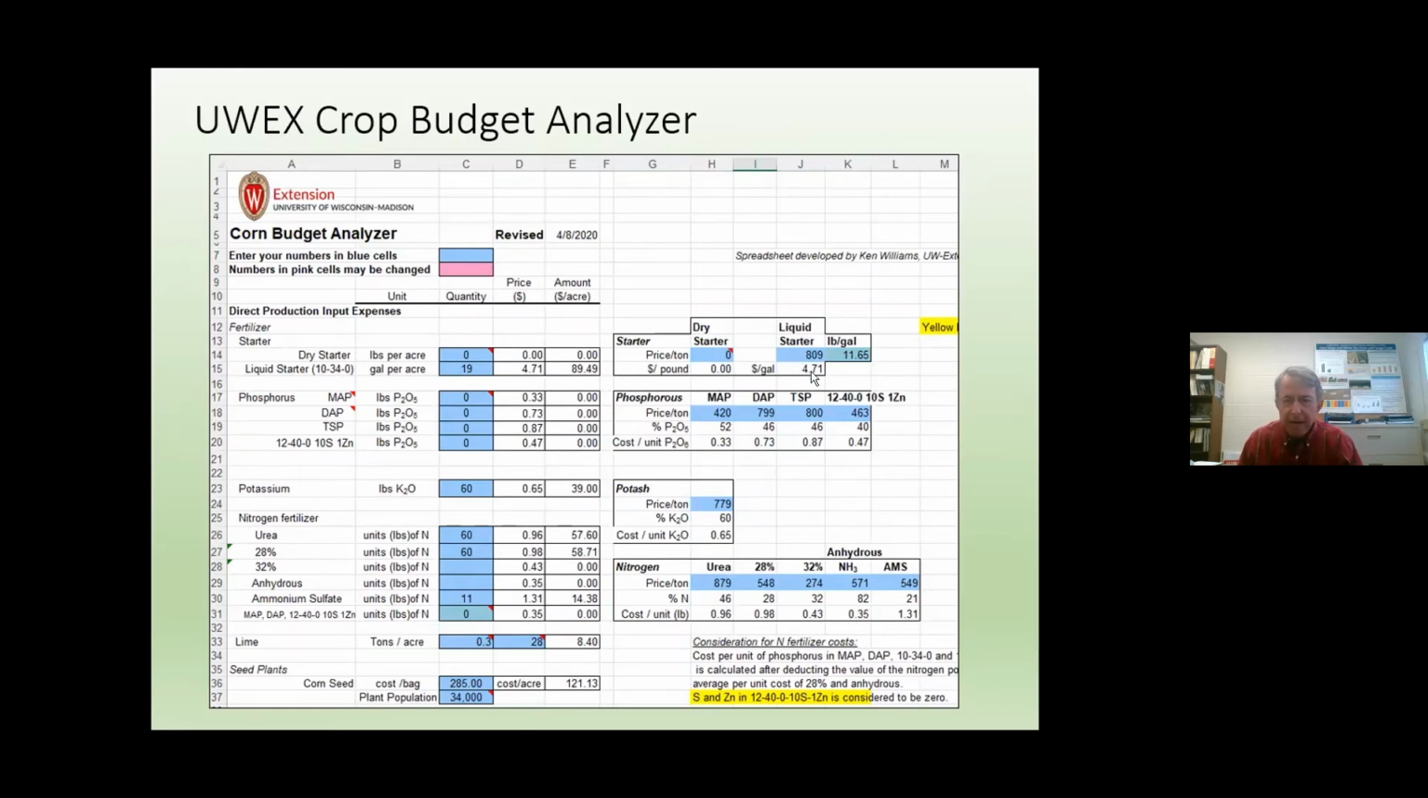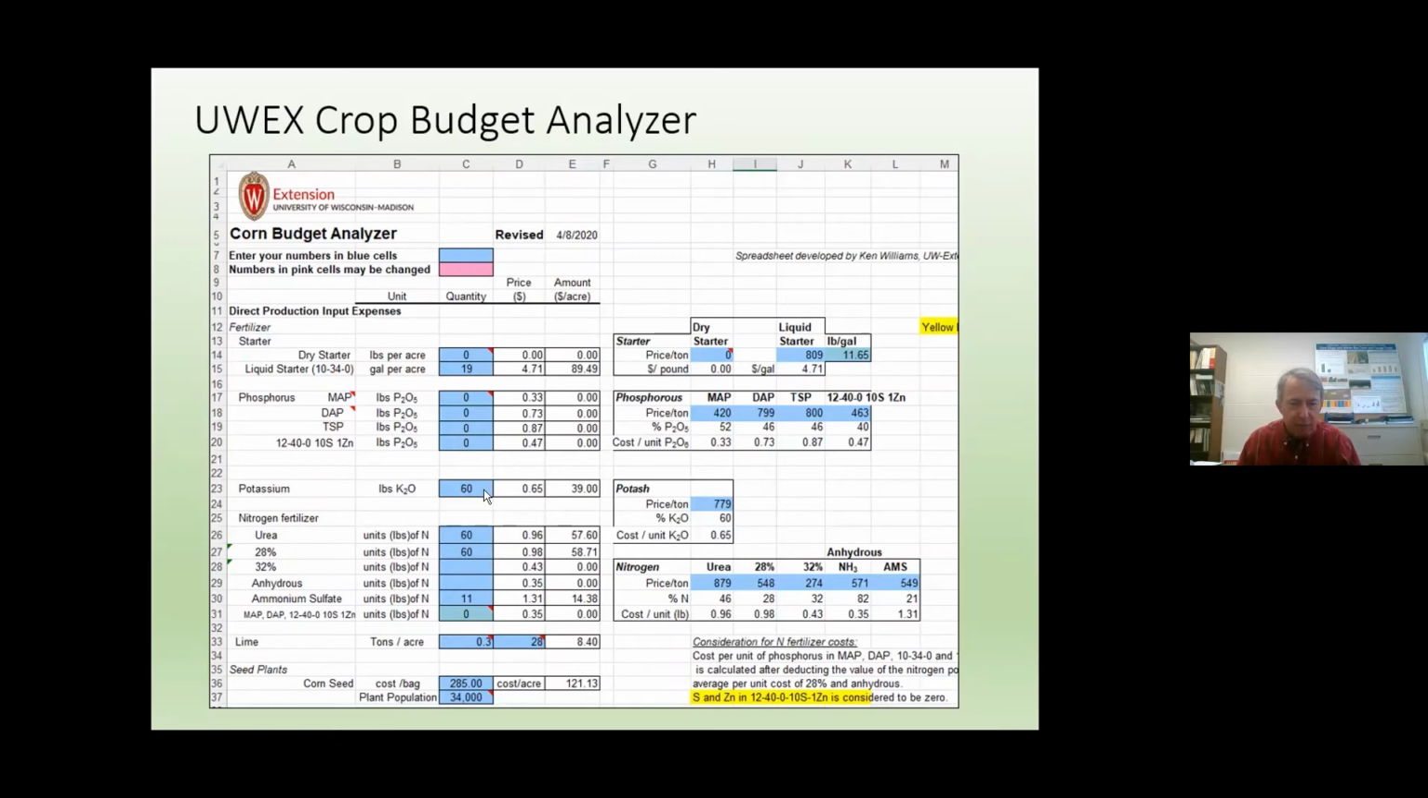And I entered $809 a ton for that. I entered $7.99 per ton for diammonium phosphate, also $7.79 per ton for potash. I put in $8.79 per ton for urea, $5.48 for 28%, and $5.49 per ton for ammonium sulfate. And then I went in here and said 19 gallons per acre for 10-34-0 as starter.